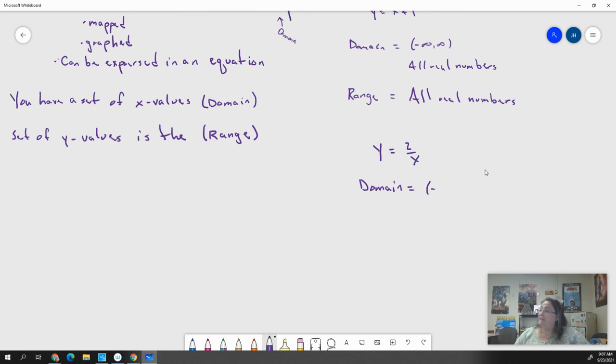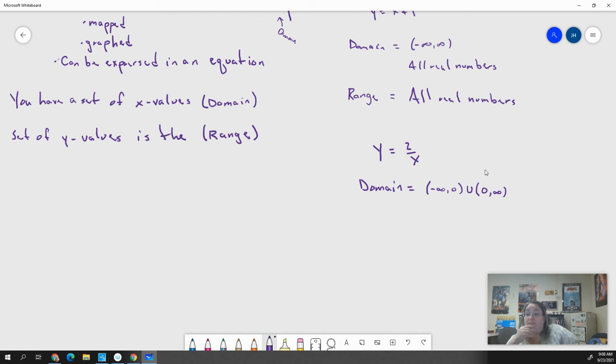Algebraically, we'd write that as negative infinity to 0 in union with 0 to infinity, right? It's saying that we're everything in the world to the negative in that direction, but we stop here at 0. We don't include 0, but we start here at 0 without including 0 and go all the way to positive infinity, right? So my range is going to be a little limited too, right? Because it can be anything that I want it to be without ever being 0, right?